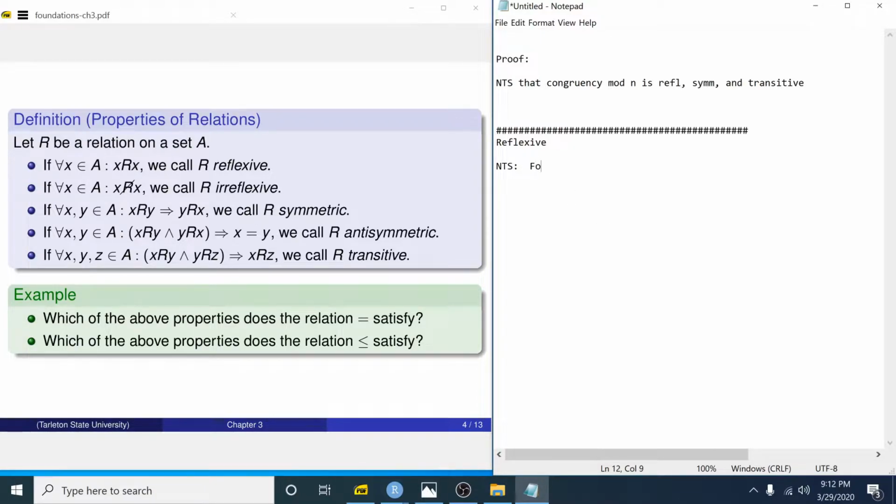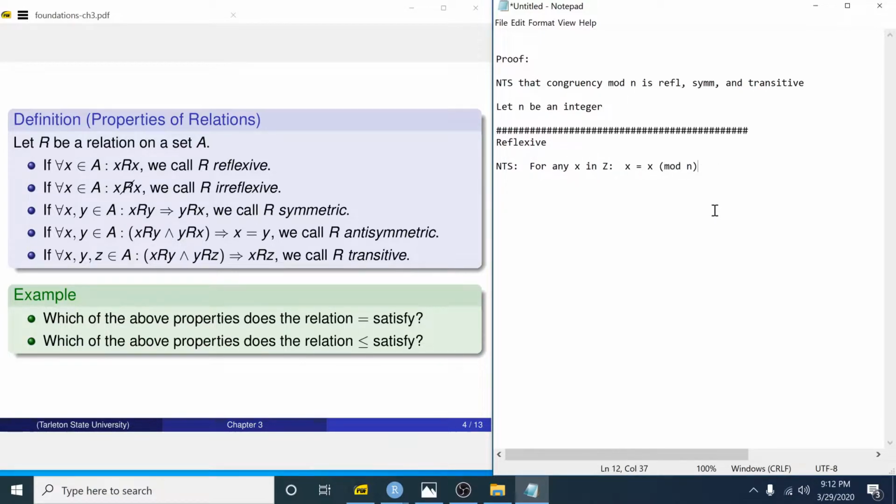So we need to show that for any x in Z, I'm just going to use a capital Z here for the integers, x is related to x. But I'm not going to write R because I actually have a specific relation in mind: congruency mod n. Let's start this proof off at the very beginning by saying, let n be an integer, fixed throughout this entire proof. We need to show that for any x in Z, x is congruent to x mod n.